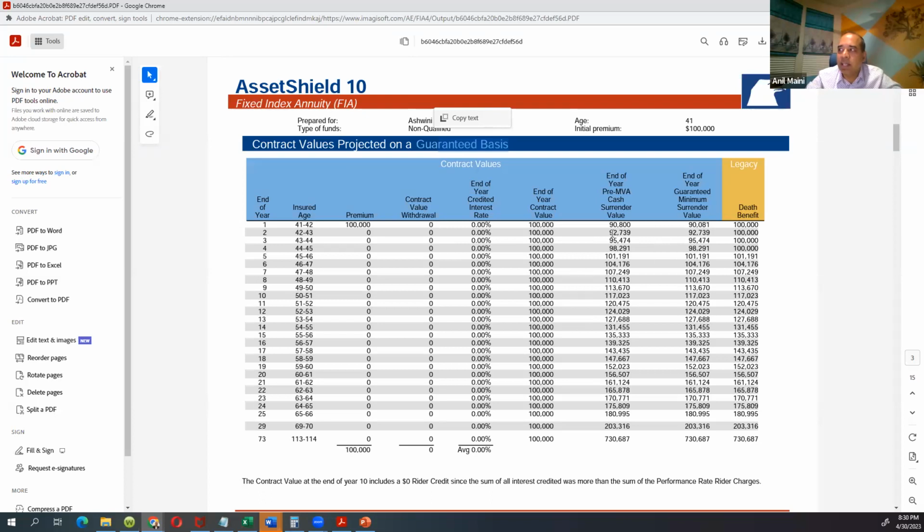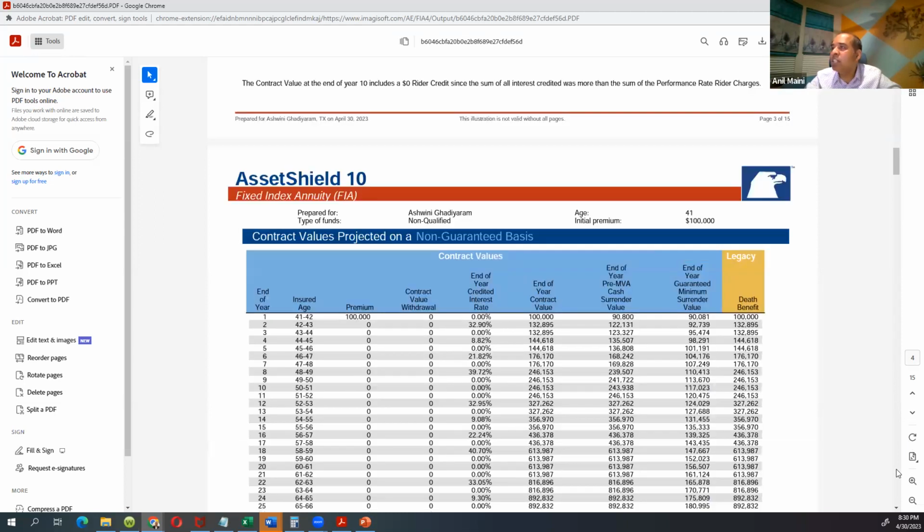bonuses, the money will still grow at a very little pace, but it will still grow. So death benefit as well as cash surrender value is growing. If the market performs 0% for the next 10 years, still in 10 years, the money will grow by 17%. This is guaranteed.